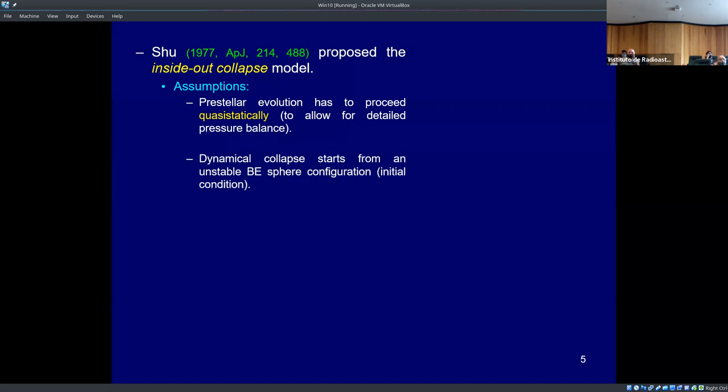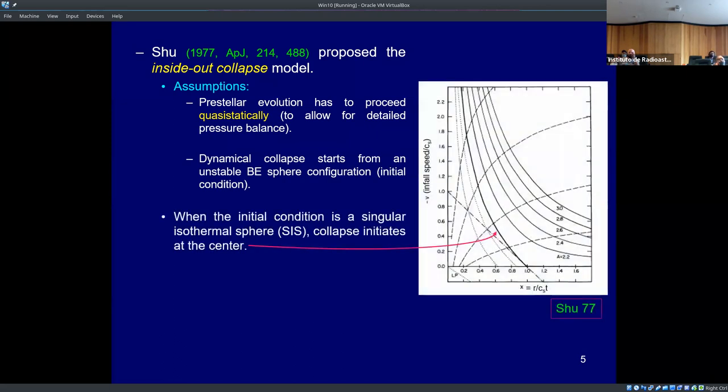So you take a von Hartmann sphere, an unstable one, you give it a little kick, and then it begins collapsing. But in particular, he thought of one very specific von Hartmann sphere, which is the singular isothermal sphere. The singular isothermal sphere, like the name indicates, has a singularity at the center. And having a singularity at the center, meaning the density diverges at the center, it has a straight r to the minus 2 profile everywhere, from r equals 0 to r equals infinity.